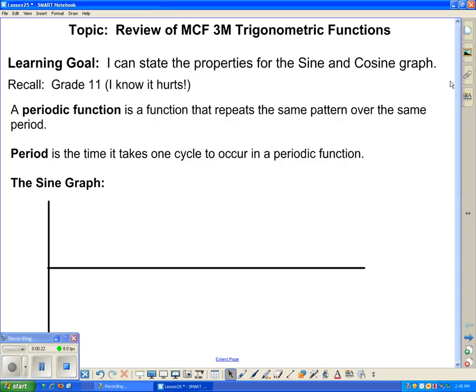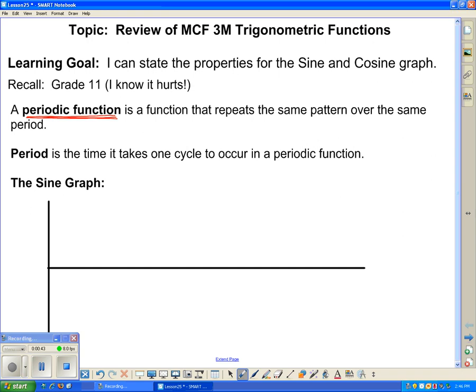So recall, grade 9, or sorry, grade 11. And I know for some of us, this is a painful experience, this recall, but we do need to remember what we talked about last year. So what is a periodic function? Okay, we talked about periodic functions last year. Very, very important that we remember what that is today.